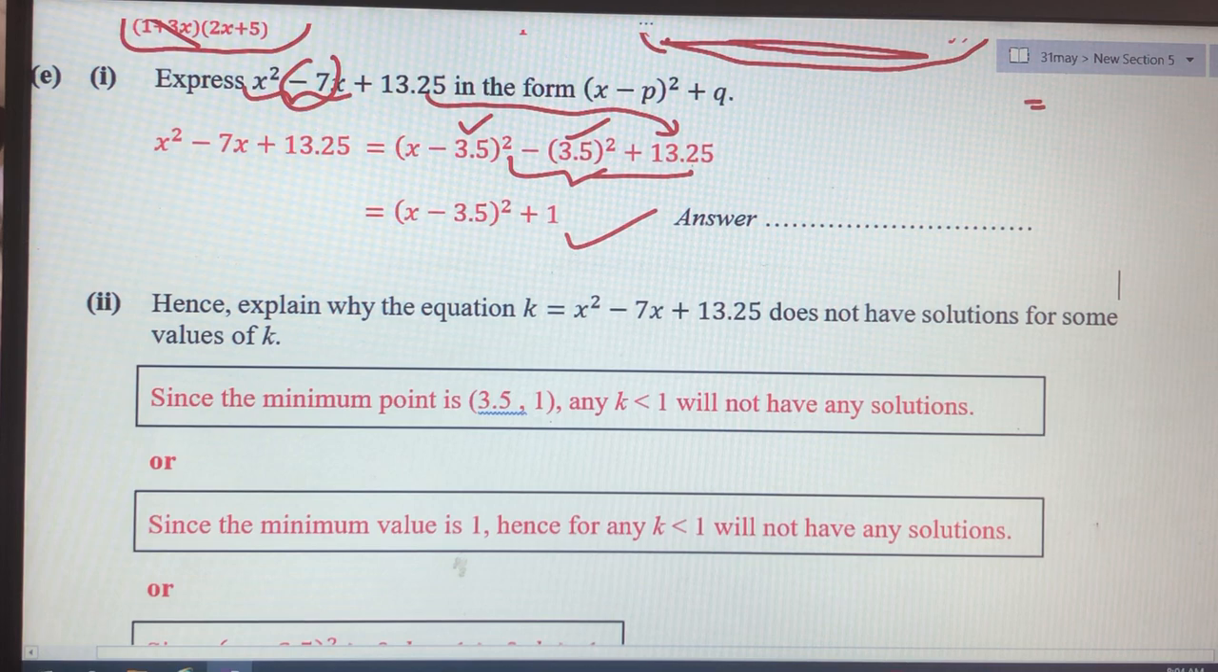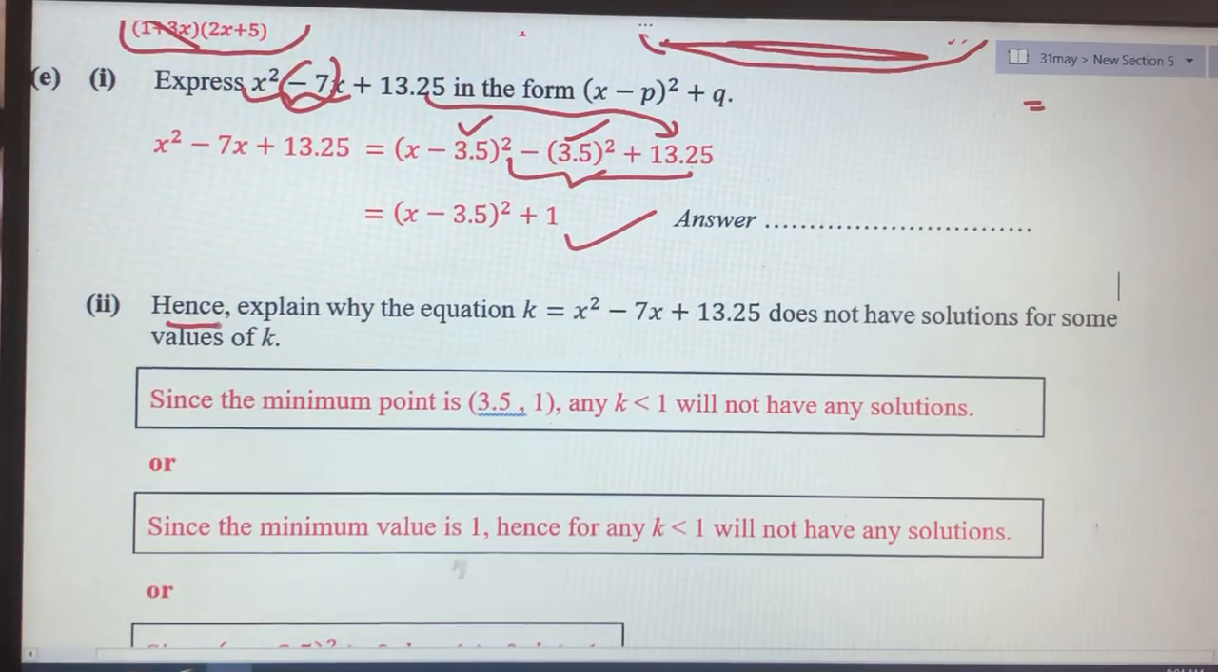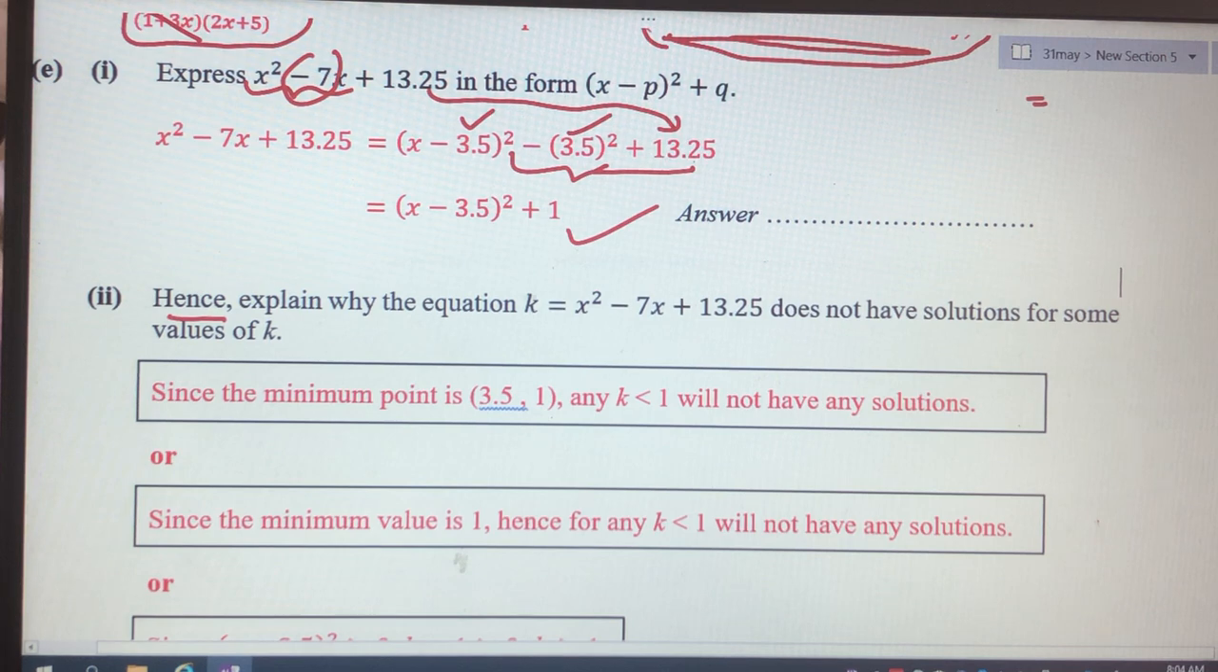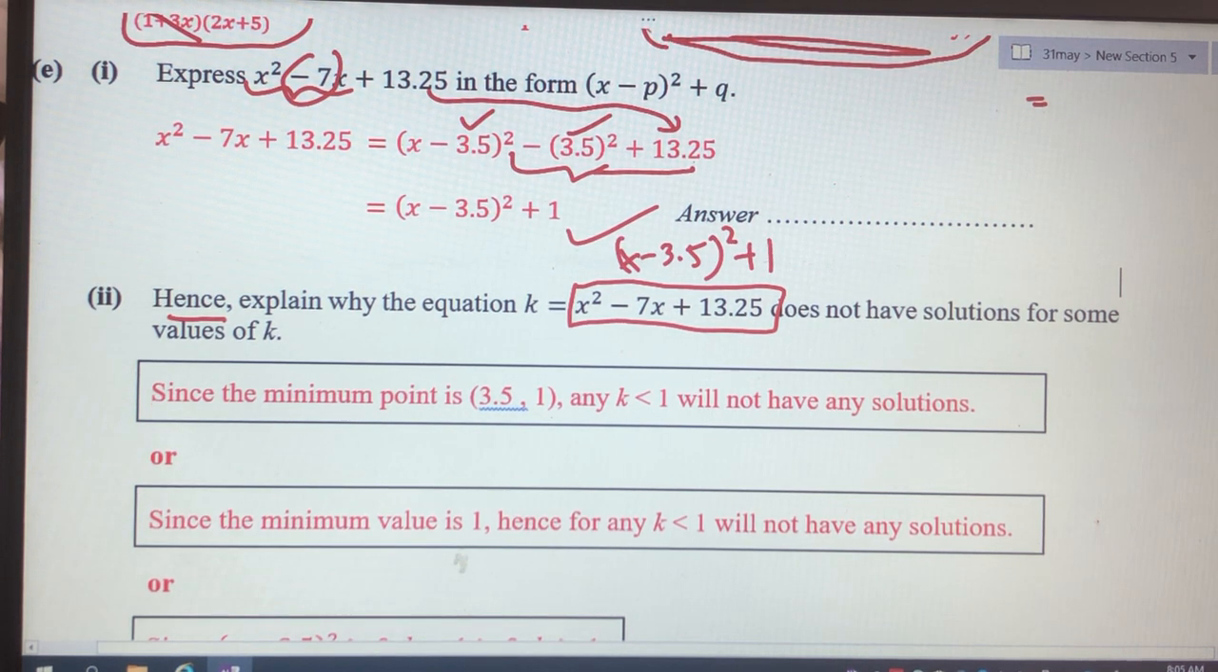Now they say hence. Hence means you must use this part here to explain. You don't go and anyhow do some other stuff to explain. Explain why this is this. Okay, take note that this part here, don't you agree that it's the same as this? Which means that this is actually this. Correct?